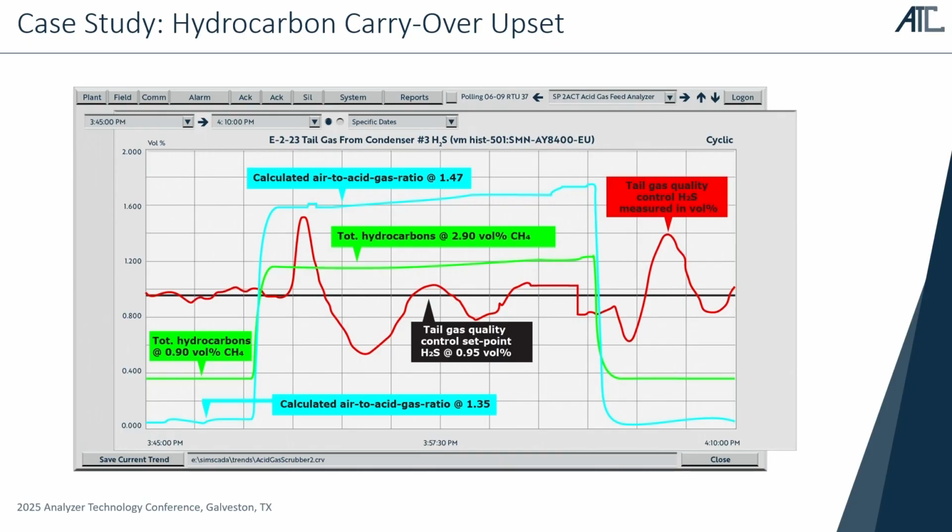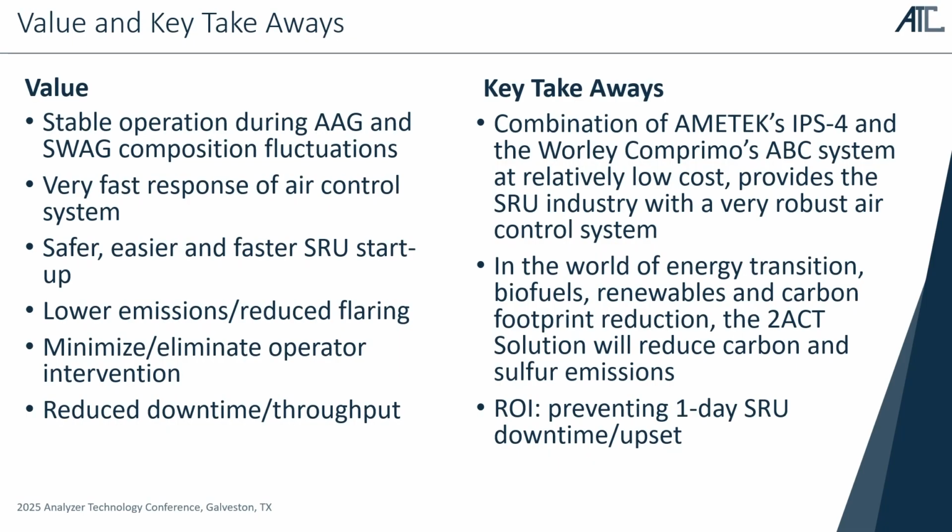So clearly demonstrating that a feed-forward control loop can bring a benefit to SRU operations in case of fluctuating feeds. So what 2ACT basically does, it ensures stable operation during compositional change of acid gas and sour water stripper acid gas feeding into it. Basically, in doing so, we have very fast and accurate response of the air control to adapt to a change in feed gas flow and feed gas composition.